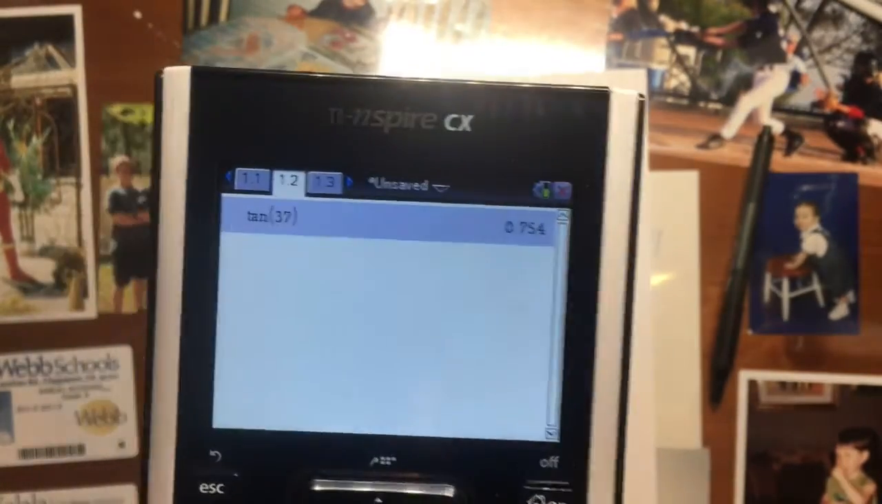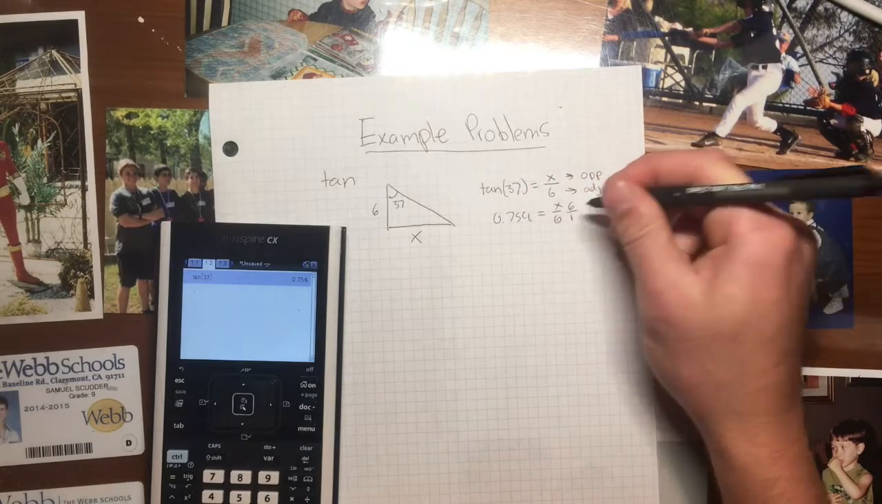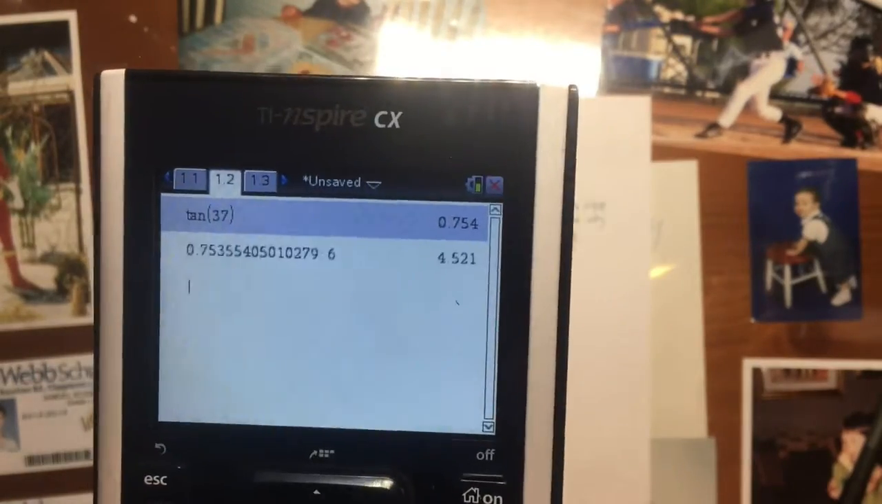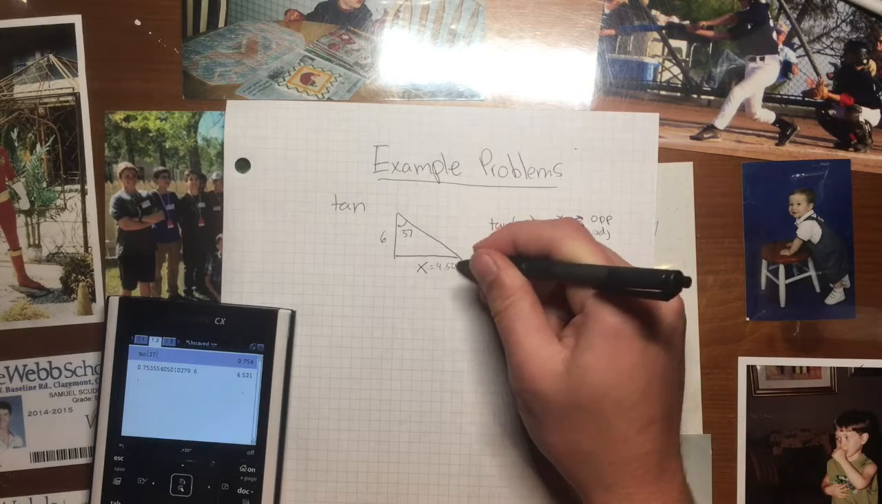You should get 0.754. Then multiply each side by 6. Then you should get 4.521, and that is equal to the side we were trying to find, x.